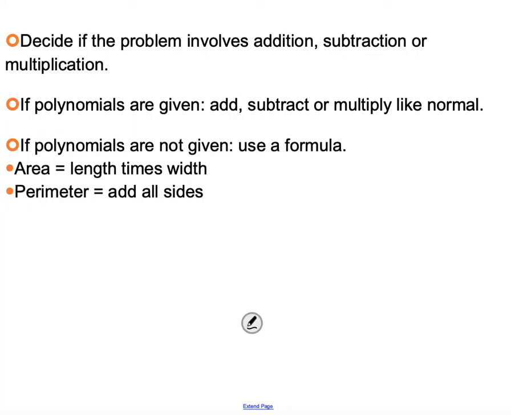You're going to have to decide if a certain problem involves addition, subtraction, or multiplication. If polynomials are given, you're going to either add, subtract, or multiply, just like we normally do. If polynomials are not given, you might have to use some kind of formula. So if it's the area of a square or a rectangle, that's length times width. If it's perimeter, you're going to add up all the sides. If it's the area of a triangle, that is 1/2 the base times the height.